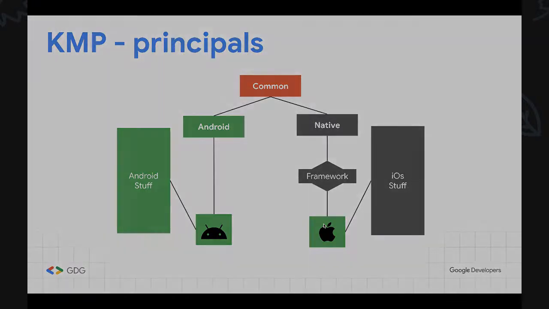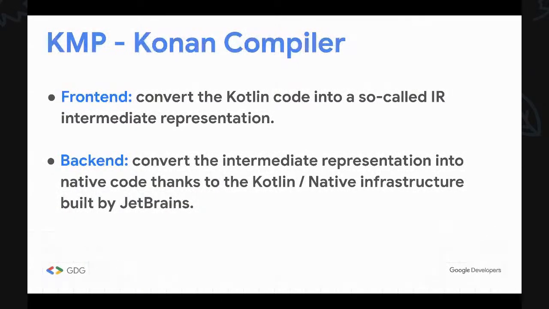Now, I think it's time to understand how the Kotlin compiler Konan works. Konan consists of two parts, front-end and back-end. The front-end part has the role of converting the Kotlin code into a so-called intermediate representation. This intermediate representation is converted into native code executable by the machine using the backend part. So here we have the backend.